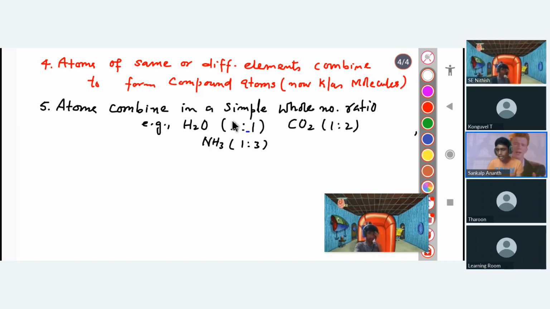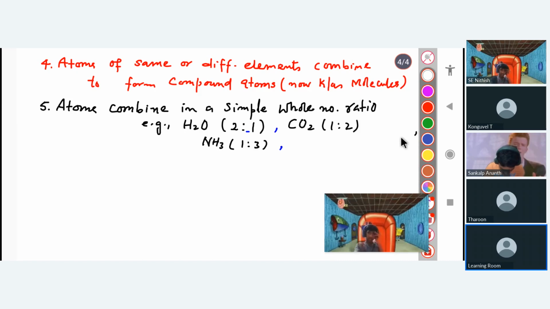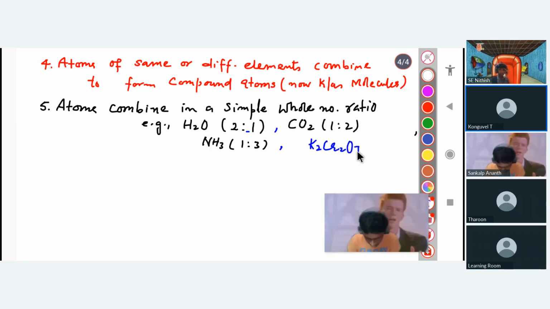It can be 7:5. In some balancing equations you will get very weird numbers, like K2Cr2O7. See here, for example, you have potassium dichromate, which is K2Cr2O7. It has multiple elements. Similarly, you have sucrose.